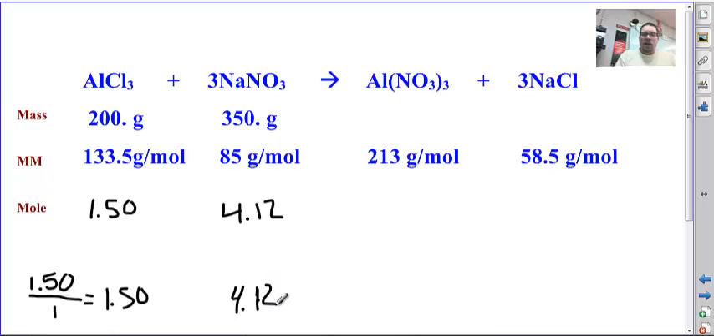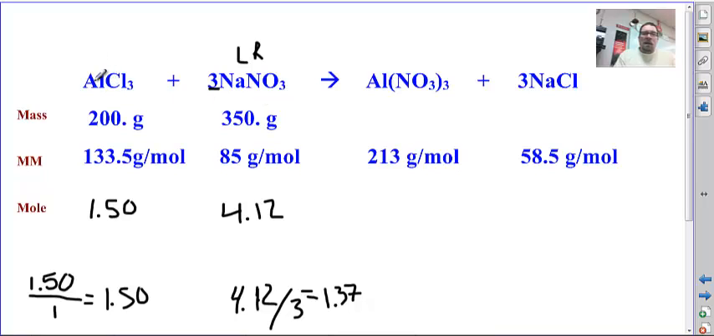Oops, sorry for the writing. I divide that now by 3, because that's the coefficient that denotes the 3-to-1 ratio. That number is actually 1.37. So while it's not by much, what you actually see is I don't have, 3 times this amount would be 4.5 moles. I don't have 4.5 moles. I only have 4.12. So in all reality, and this was my check, getting them on a 1-to-1 kind of basis, this is my limiting reactant, the sodium nitrate.